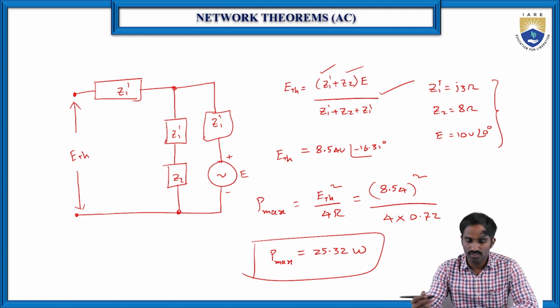So this is how we can find the maximum power which is delivered to the load, and we can find the unknown load resistance at the condition when the maximum power is delivered to the particular load. So this is how we can apply the maximum power transfer theorem to AC electrical circuits.